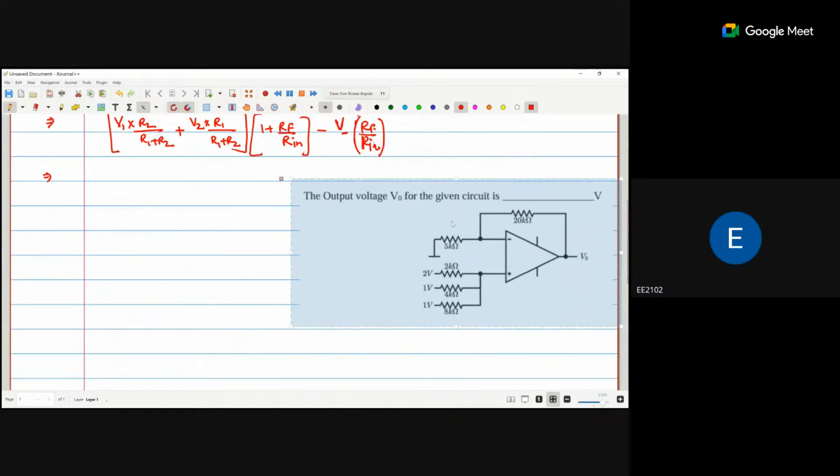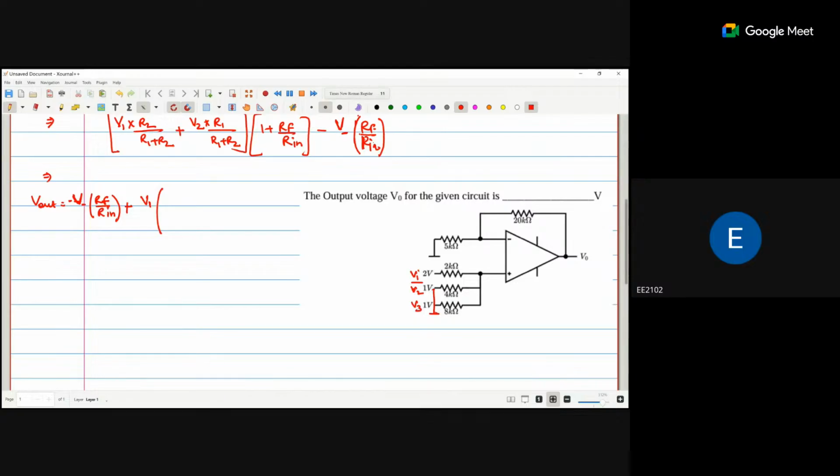So the negative inverting terminal voltage is the same. The output voltage V out is V minus V negative into RF by RA. That is the same. Only the positive terminal voltage will be different. If I consider this is V1, this is V2, this is V3, then when I consider V1, V2 and V3 both will be grounded.